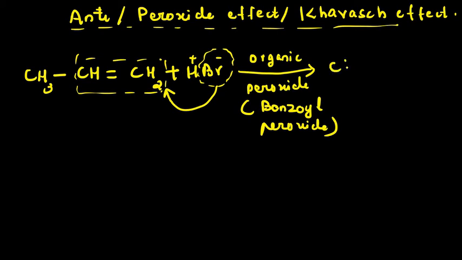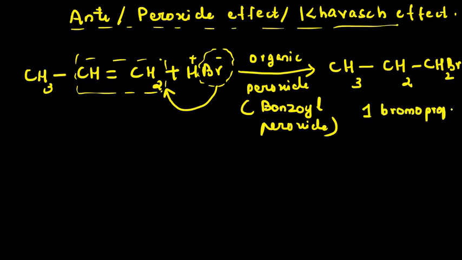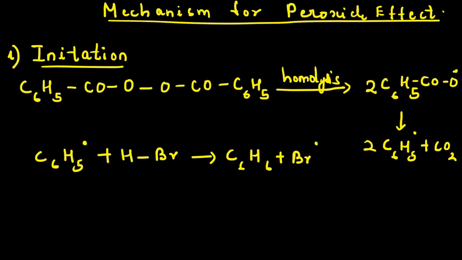So write down what our product will be. We will get CH3, CH2, and since it is anti-Markovnikov, CH2Br. So our major product will be 1-bromopropane. 1-bromopropane will be our major product in the case of the anti-Markovnikov rule. Now let us consider the theoretical explanation or mechanism for this anti-Markovnikov peroxide effect.